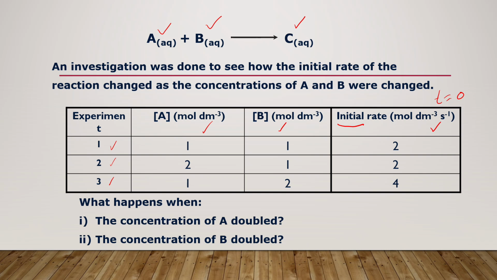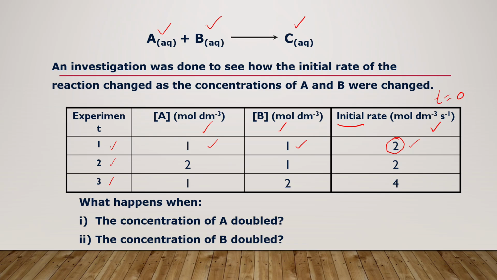Now, in the first set of experiments, you can see that when the concentration of A and B were taken as 1 mole per dm cube each, the initial rate was found to be 2 moles per dm cube per second. Please don't misinterpret this information as 1 plus 1 equals 2. These three quantities are independent of each other, and this is an experimentally determined rate, not determined theoretically.